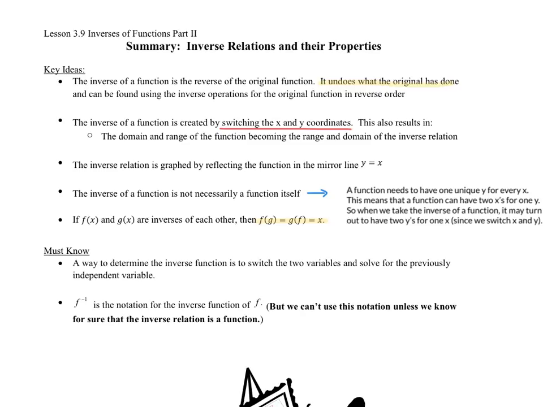Okay, and just a couple more points. A way to determine the inverse function is to switch the two variables, so switch x and y, and basically when I say solve for the previously independent variable, I'm saying isolate, okay? And when we say isolate for the previously independent variable, that is basically just doing the inverse operations in reverse order, which is what we talked about up here, okay?